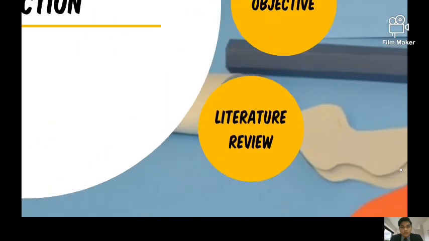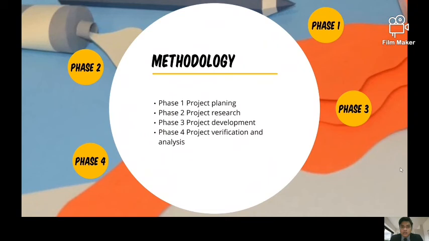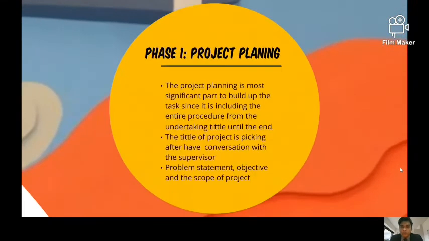Okay, next we move to the methodology. This methodology has four phases. The first one is project planning. The project planning is the most significant part to build up the task, since it includes the entire procedure from the undertaking title until the end. The title of the project is decided after a conversation with the supervisor, also the problem statement, objective, and the scope of the project.